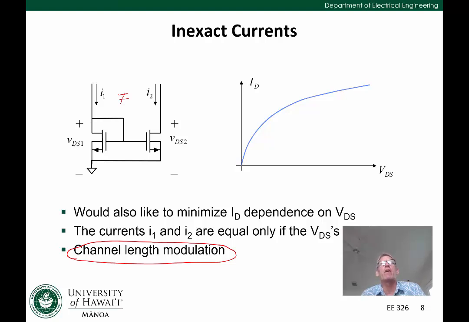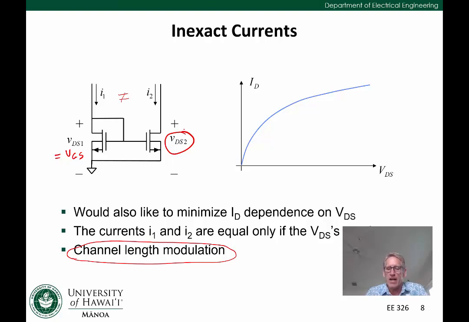So how, as designers, might we try to avoid this? First, let's try to understand what the problem is. So if we look at VDS2 on the right side compared to VDS1 on the left side, they're not necessarily going to be equal. VDS1 on the left is going to be equal to VGS, right, because it's diode connected. But VDS2, the one on the right, is free to move around depending on what's happening in that circuit.